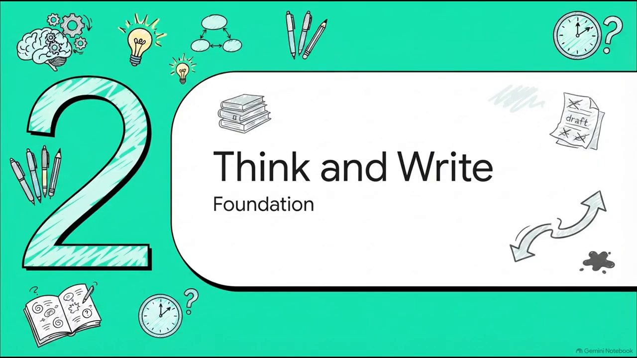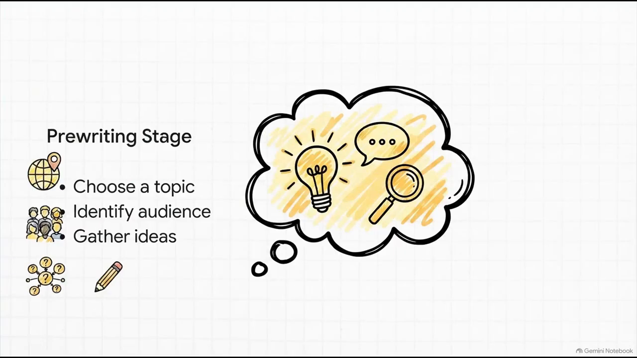Moving on to Section 2, Foundation, Think and Write, Prewriting and Drafting. We kick things off with pre-writing, which is the think stage. First up, you need to choose a topic. Then zero in and identify your audience. Finally, and this is absolutely crucial, gather your ideas. And by the way, you don't just sit there and think about it, you have to take action. Brainstorm, do some research, and use graphic organizers like story maps and outlines to visually capture your thoughts.